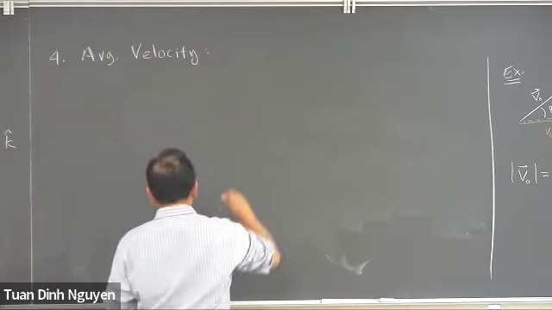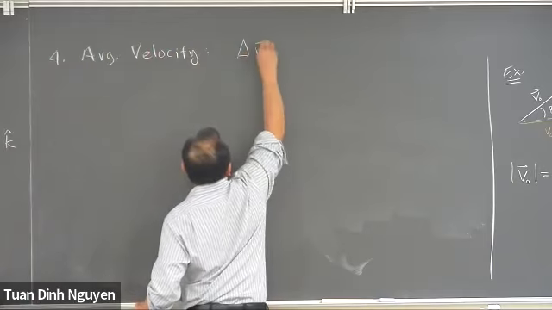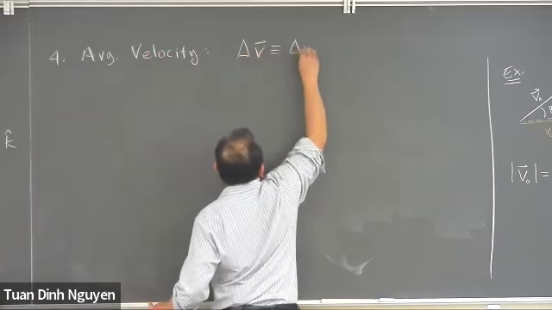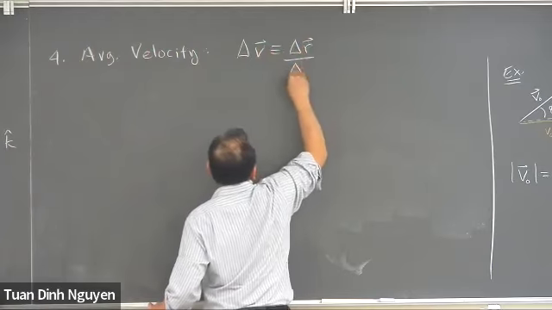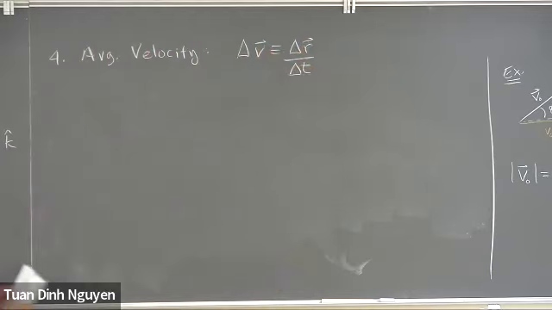And that's going to be delta r over delta t. Okay. So which one is the slope of the curve? Well, it's going to be this one. The slope of a curve is the derivative at that point.